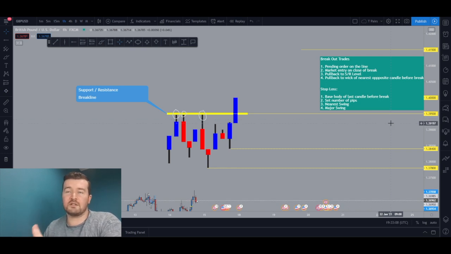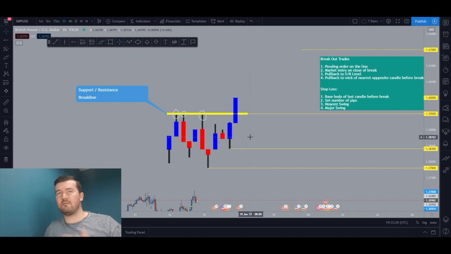Okay, so just to run through those in order, in a real quick order, the first one is the base of the body of the last candle before the break. So in that instance, we are looking at right here. And then we've got a set number of pips, which could be, you could say I want a 10 pip stop or a 20 pip stop or 50 pip stop, depends what time frame you're using. Then you can look at the nearest swing, which I've marked up as here. And then you can look at the major swing, which I've put as here. So there are your 4 variations of where you're going to be placing your stop losses.